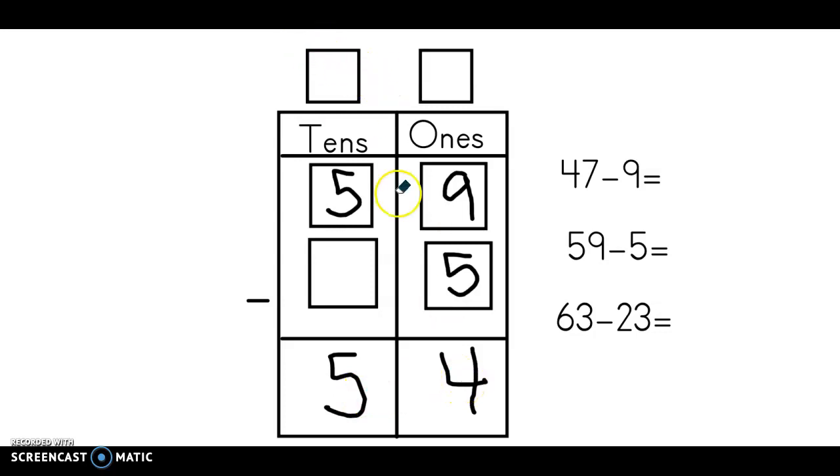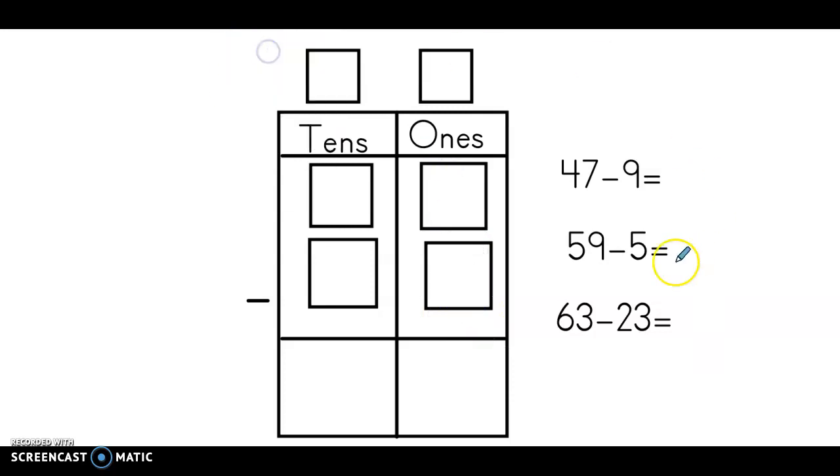Okay, let's try one more problem. 63 minus 23. So again, make sure you line up the numbers, 6 tens, 3 ones, and now this time we're subtracting a 2-digit number. So we just do the same thing, but we just make sure to line it up and keep the tens in the tens, so the 2 tens and 3 ones, and now we can subtract.